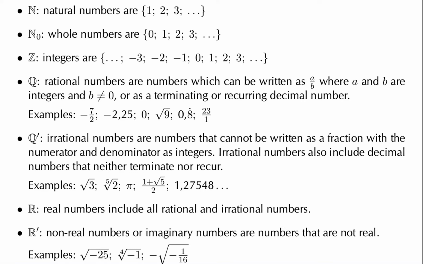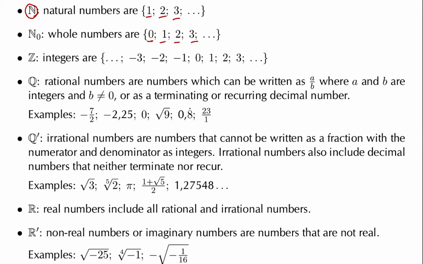So the first type of numbers that we have are natural numbers, which are indicated by a letter N, and then you have your 1, 2, 3 and so on. And then the second type of numbers that we have is the whole numbers. So whole numbers start with 0, 1, 2, 3 and so on as well. And then you also have your integers.